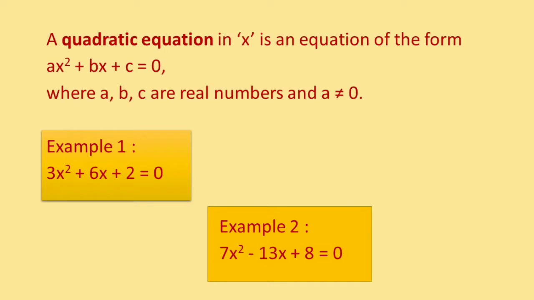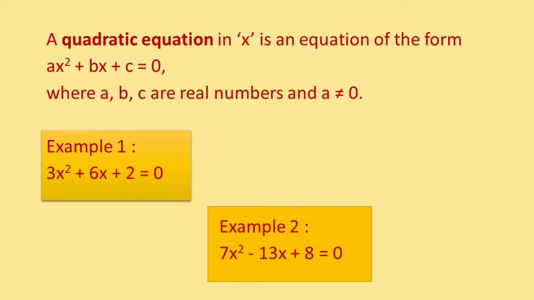Here we find three real numbers a, b and c. These numbers have numeric values, and x is the unknown variable. I have given certain examples so that it becomes clear to you. Example 1: 3x squared plus 6x plus 2 equals 0. Comparing this to the definition, we find a equals 3, b equals 6 and c equals 2.